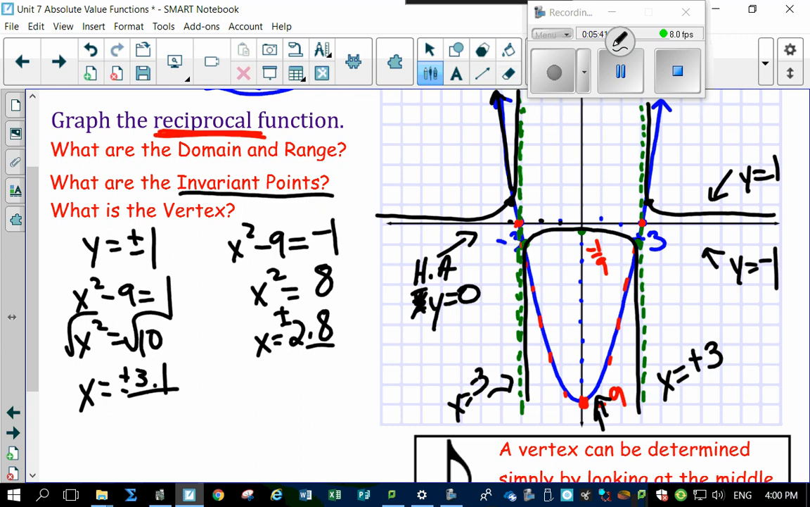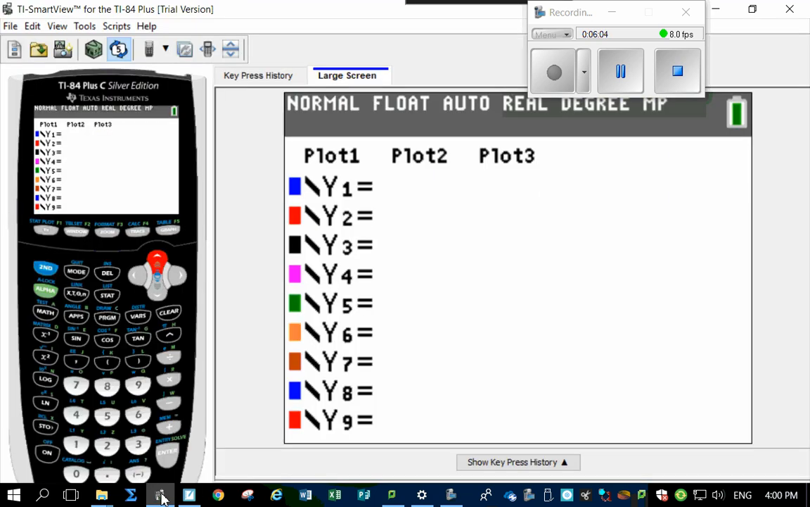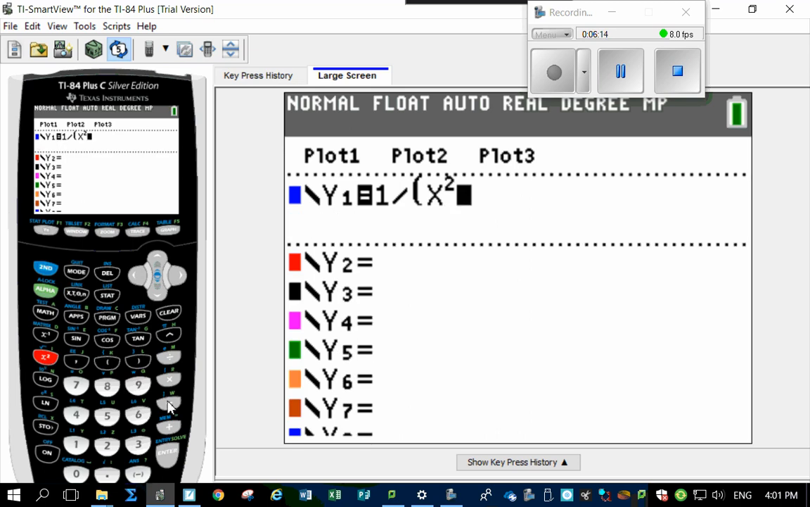Now, the scary thing here is, can we do this on a graphing calculator? And the answer to that is, of course we can. Let's take this original graph and let's put it as a reciprocal graph in y1 and see if we come up with something that looks like this. Okay, so here we go. Graphing calculator. We're going to take the reciprocal, which means 1 divided by, and this is where brackets come in. You have to have brackets around this, otherwise it's not going to work, because you want the entire denominator, x squared minus 9.